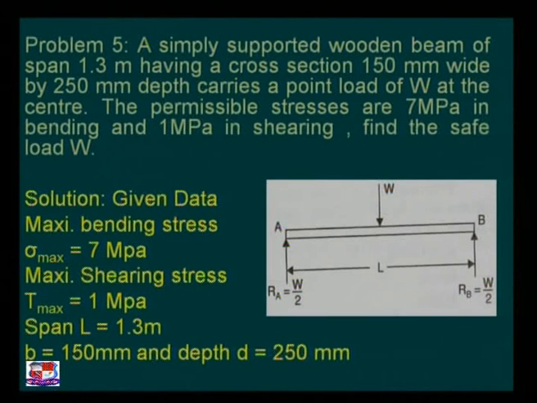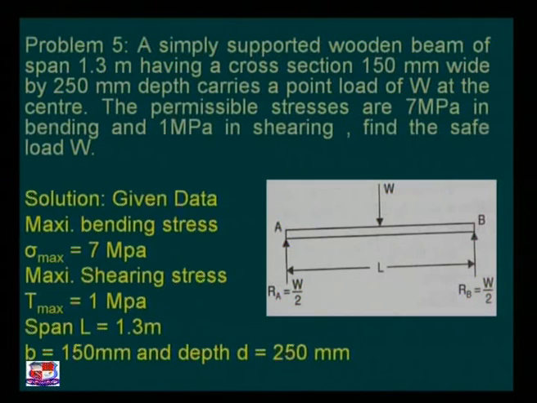A simply supported wooden beam of span 1.3 meter having a cross section 150 mm wide by 250 mm depth carries a point load of W at the center. The permissible stresses for these beams are 7 MPa in bending, 1 MPa in shearing. Find the safe load W.